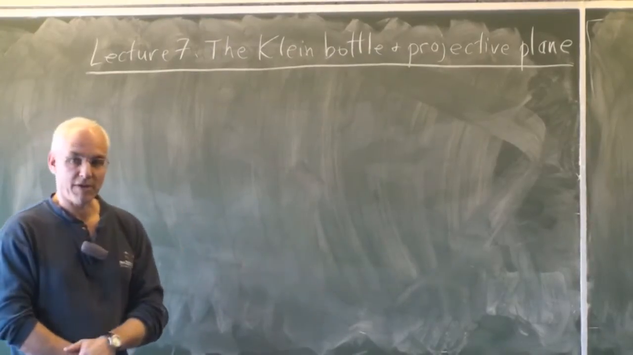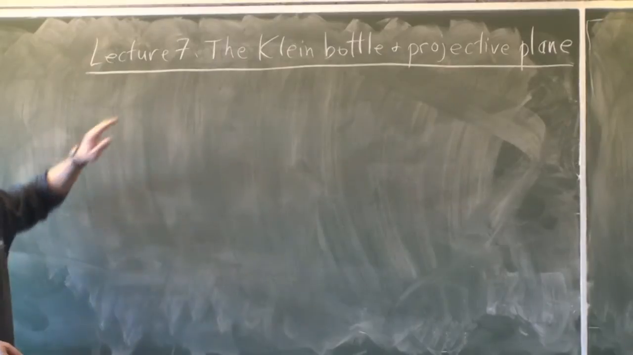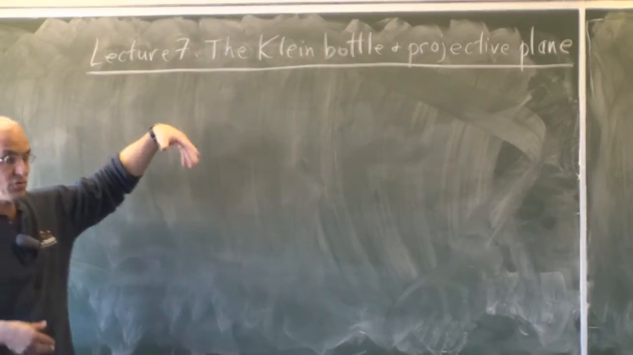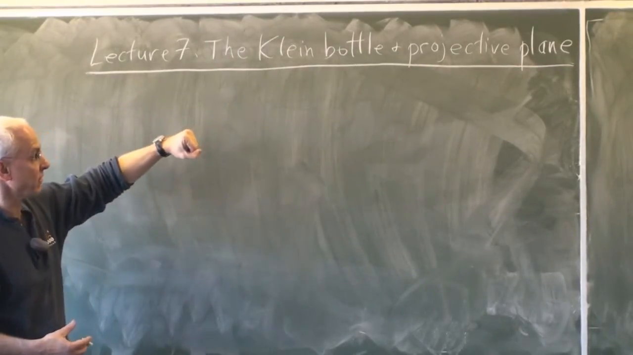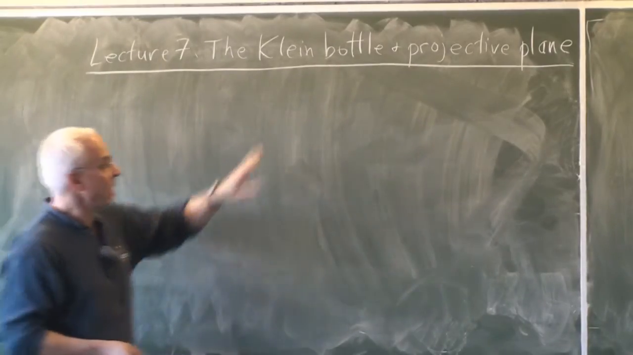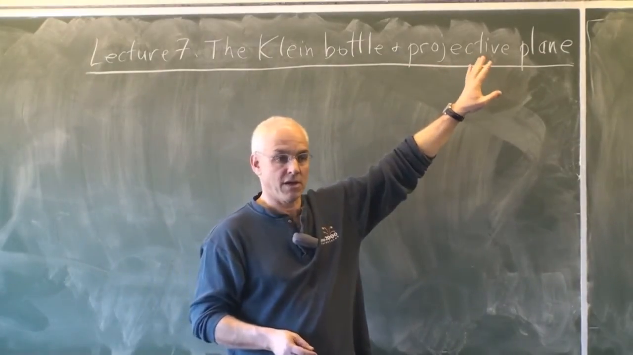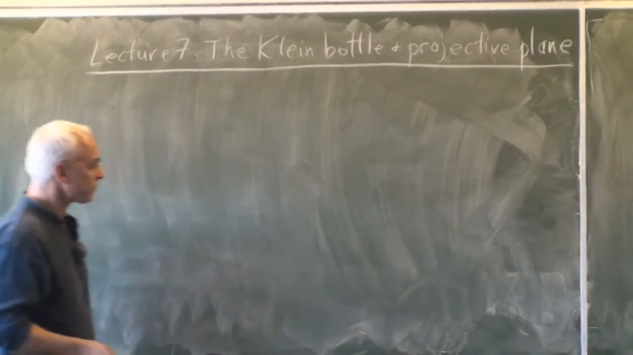So last time we talked about the Mobius band in the context of a non-orientable surface. Today we're going to talk mostly about two important non-orientable surfaces which don't have boundary, the Klein bottle and the projective plane. The Klein bottle is a bit of a curiosity. The projective plane is a really fundamental object in mathematics.